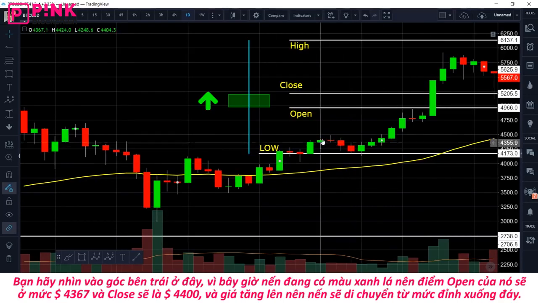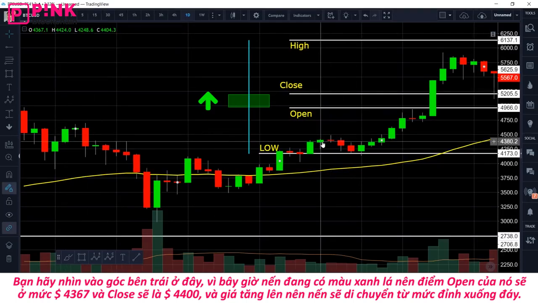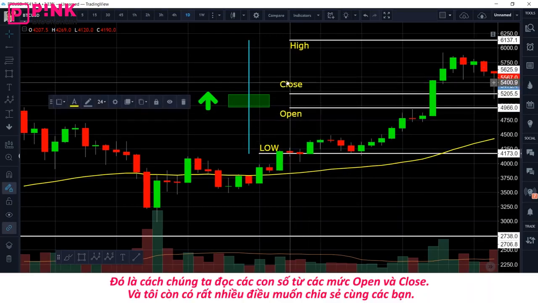So for example, here, I'll look on the top left over here. Because it's green now, the open is actually 43.67 and the close is 4,400. So it's going from top to bottom, right? So that's how we read these numbers for open and close.